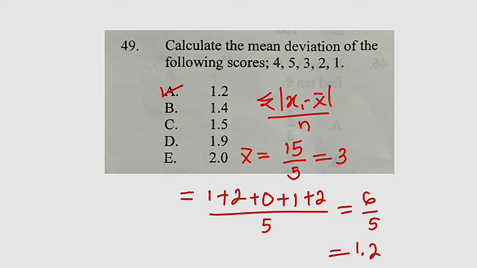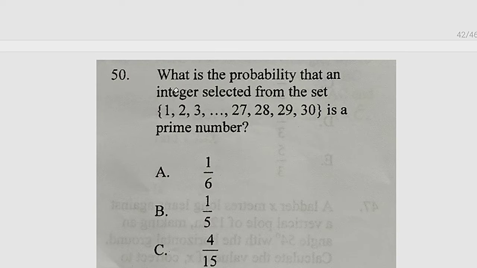Now let us move on to question number 50. Question number 50, we are asked to find the probability that an integer selected from the set of numbers 1 to 30 is a prime number. You know that probability is the expected outcome divided by the sample space, or the total number of items you have. So we have to first of all find the set of prime numbers among the set of numbers. A prime number is a number that has only two factors, 1 and itself, meaning the number can only be divided by 1 and itself. You know, it is greater than 1.